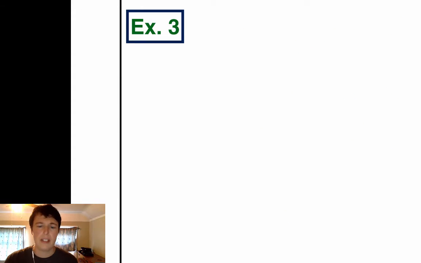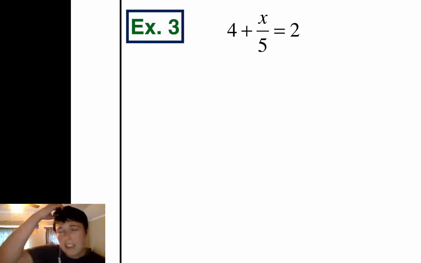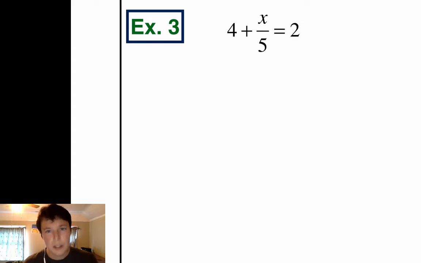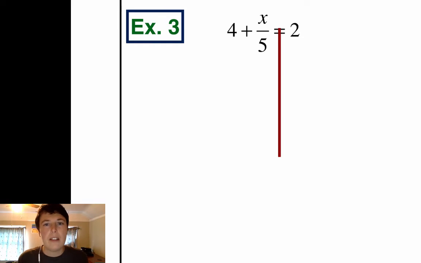All right, let's do another example. Example 3. Let me show you a problem that's a little bit different than the last couple. So here's one we're going to solve for x. It's 4 plus x over 5 equals 2. Now it's still a problem with a fraction in it, so I'm still going to draw a line down the equal sign, to get x by itself. But it's not one of those big fractions that holds down the whole problem.